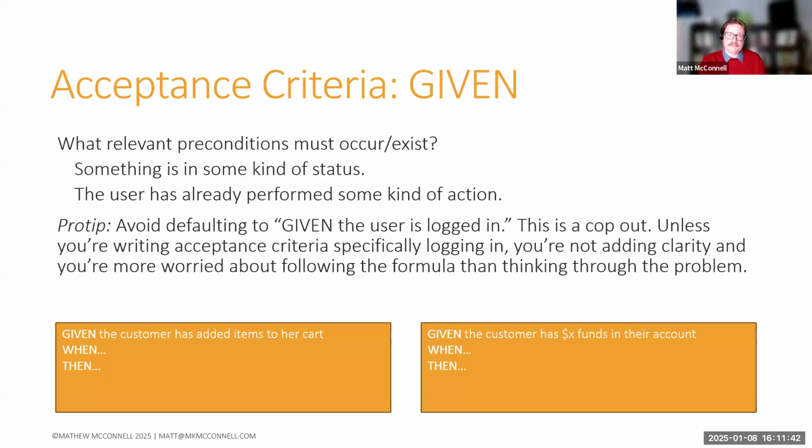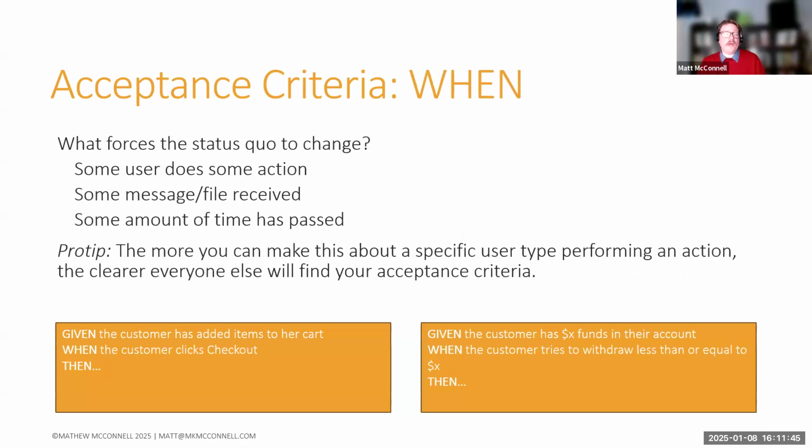The next piece is the when statement. So what forces a change to that status quo? Like, what's the trigger event here that something changes? It could be that the user does some action, they click some button. It could be that the system receives some kind of a file or message. It could be that some amount of time has passed. There's a lot of different things that will cause a change to the system. And all we're doing here is identifying, well, what is that trigger?